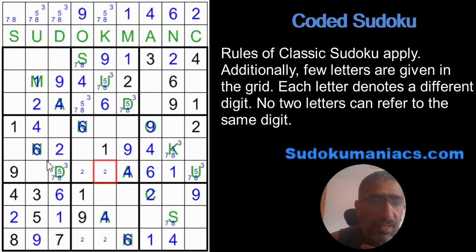Now I got a 7 here, so obviously D cannot be a 7. So I can eliminate the 7 from the D. Now 6, 6. Never forget the classic rules. This has to be a 6.